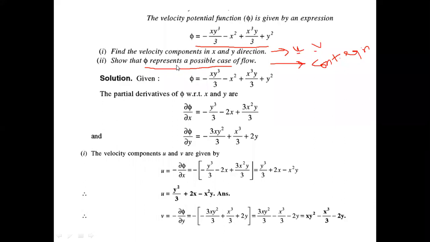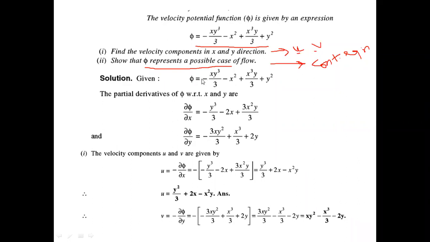So you can say that if you need to find the velocity in x and y direction, that means you need to find the values of u and v, and to prove whether it's a case of fluid flow, it should satisfy the continuity equation, or in case of phi, the continuity equation is the Laplace equation. So both are the same. Fine. So first let's do the first part, to find the values of u and v.